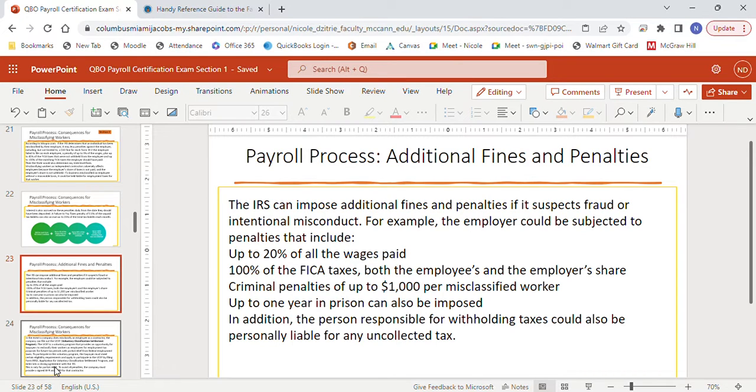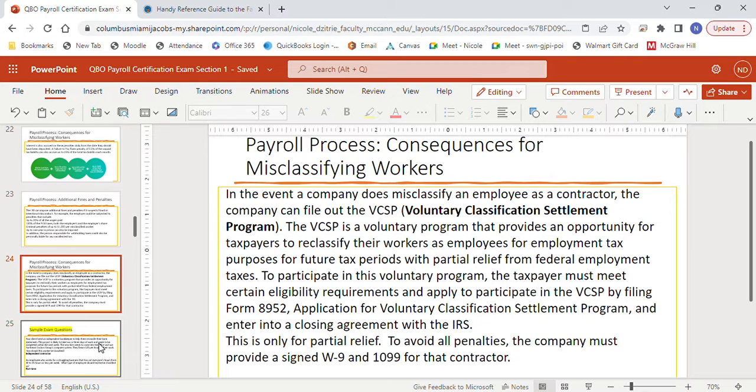Additional fines and penalties. So then it goes on to say criminal penalties of up to $1,000 per misclassified worker, or even up to a year in prison. So we're getting into serious stuff. I mean, we saw that back in the day, a couple of decades ago, when we saw people fixing the books, Arthur Andersen, and so on. So now the government is saying, yeah, we're going to come after you. We might even put you in jail if it's found that you're doing things illegally. So it's not worth the risk.